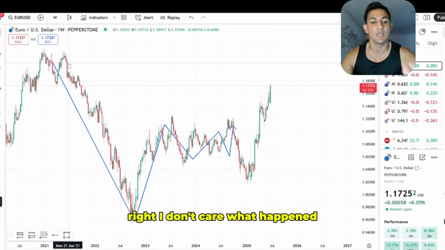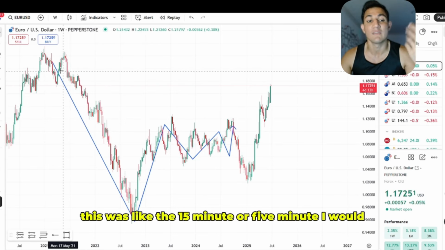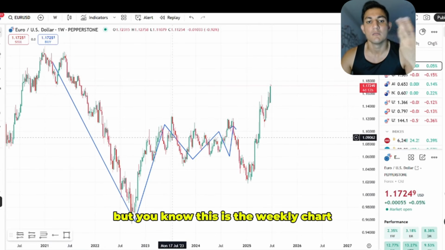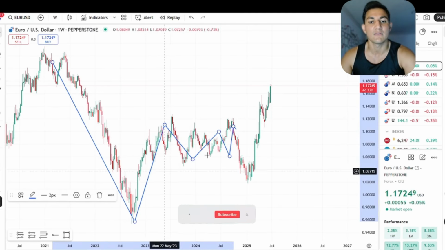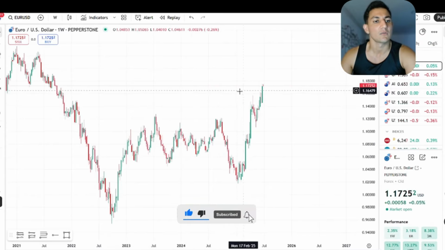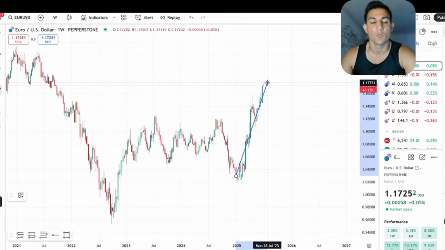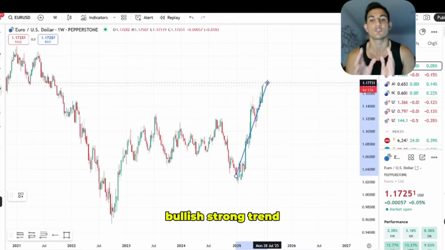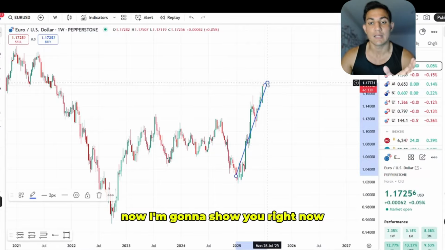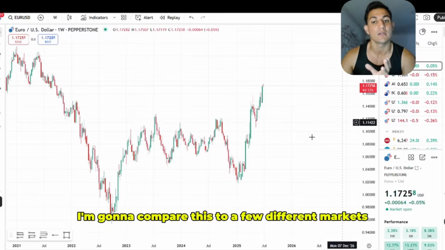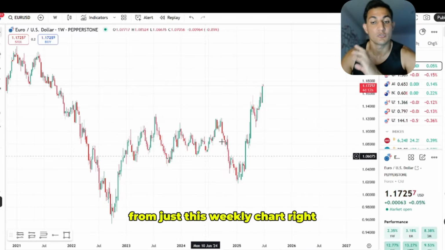I don't care what happened in 2021, right? If this was like the 15-minute or 5-minute, I would, but this is the weekly chart, so I don't care about any of this. I only care about the most recent pricing, and it's pretty obvious what price has done, right? Bullish, strong trend. Now, I'm going to show you right now, I'm going to compare this to a few different markets, and I'm going to show you how much we can learn from just this weekly chart, right?